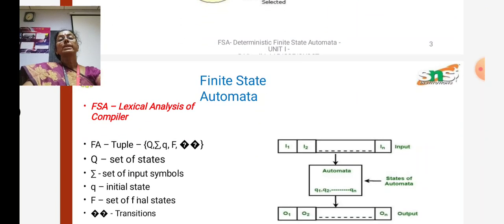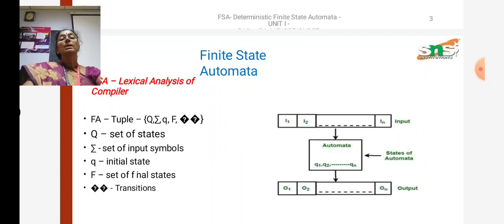So what does finite state automata mean? The formal definition of the finite state automata is that it contains 5 tuples: Q, sigma, q0, F, and delta. Q represents the set of states, sigma represents the set of input symbols, q0 represents the initial state, F represents the set of final states, and delta represents the transitions. A transition means moving from state 1 to state 2 through some input symbol. This is the formal definition of the finite automata.